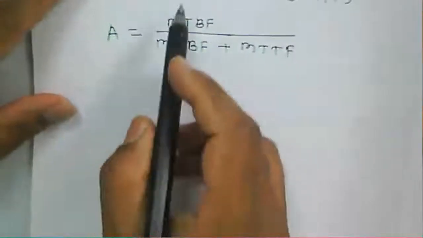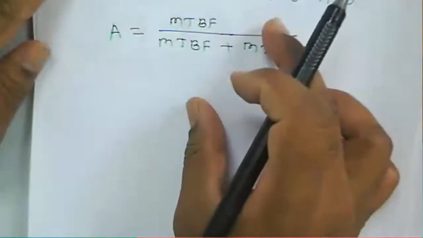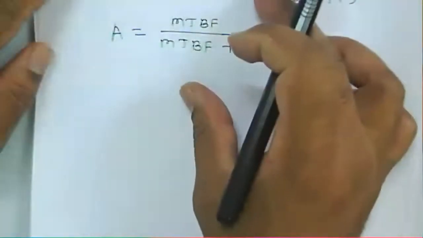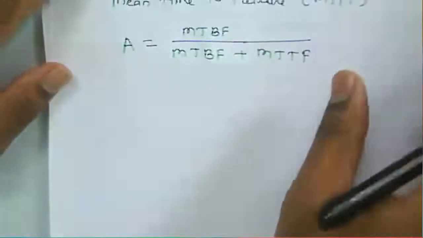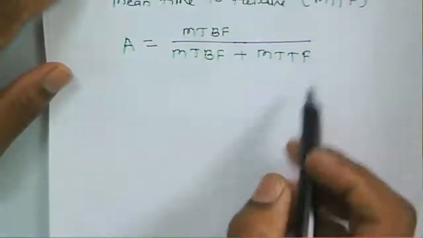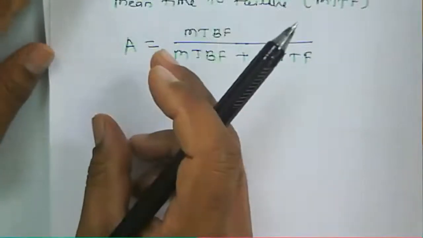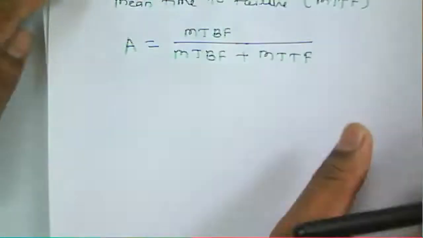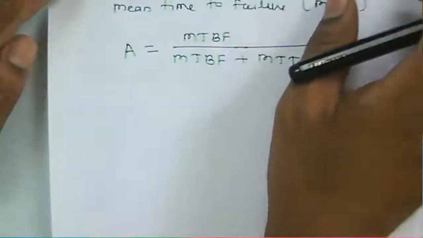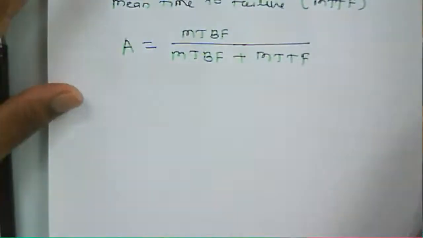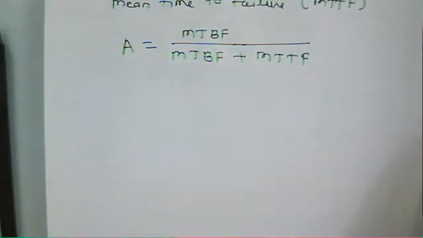From this we can find out the availability of the earth station for a given period of time. So you should know the mean time to failure, or the mean time between failures. Okay, that is about redundancy and reliability.